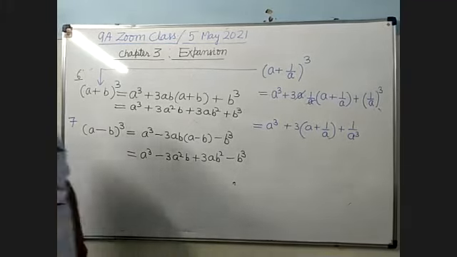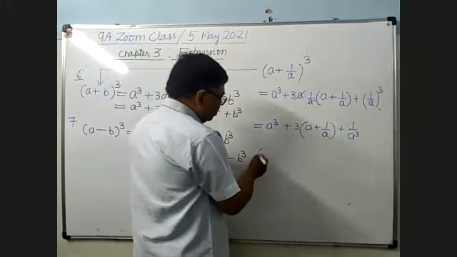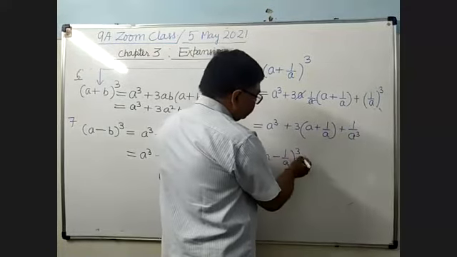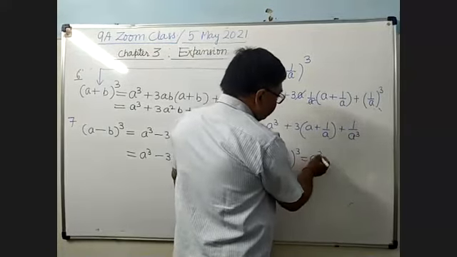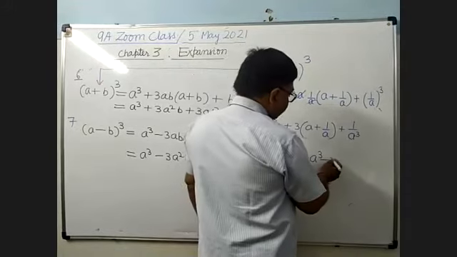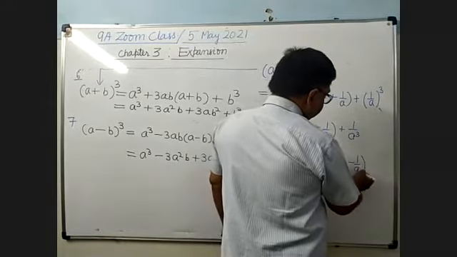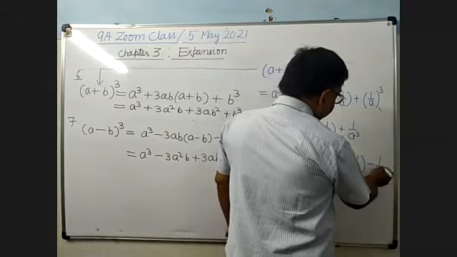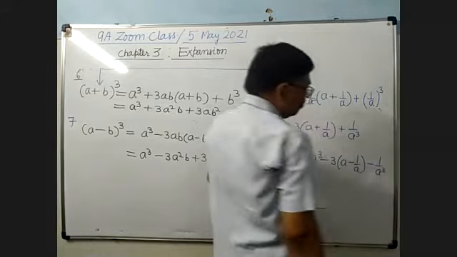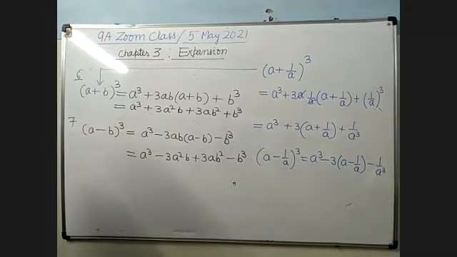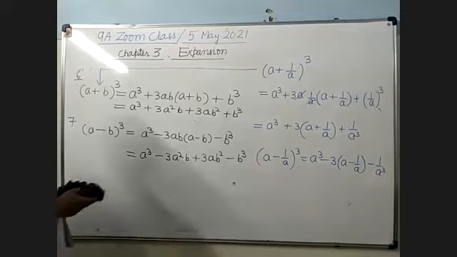In the same way, a minus 1 upon a whole cube will be a cube minus 3 within bracket a minus 1 upon a, minus 1 upon a cube. So that also we will remember. It is clear?